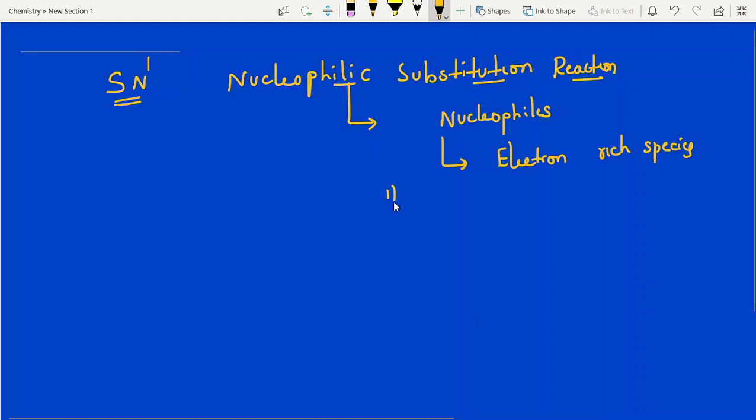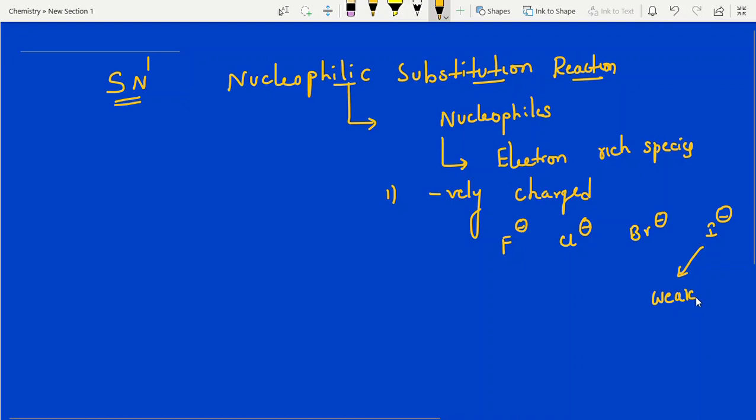Let me write here. First one is negatively charged. All negatively charged species act as nucleophiles. So this is F minus, Cl minus, Br minus, I minus, like this. Generally, I minus comes from strong acids. Strong acids always give weak bases. Weak bases are good nucleophiles. And it depends on the solvent also, students.